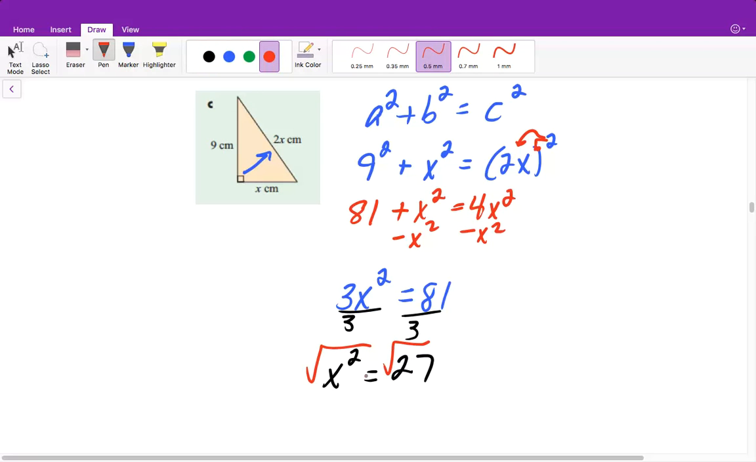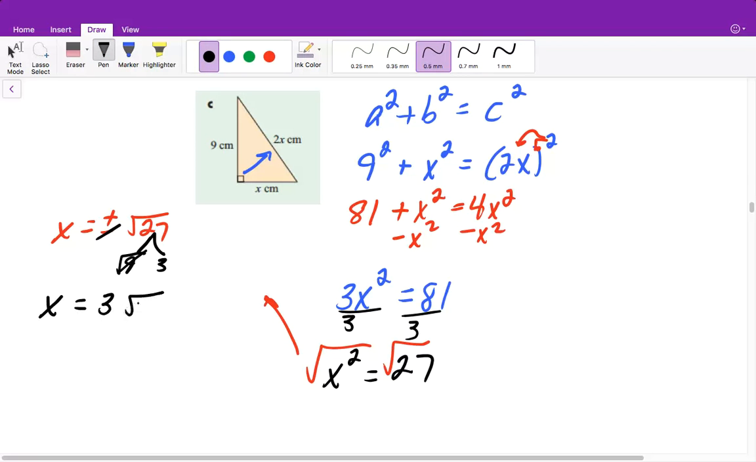So depending on what we want, I'll write it over here, we get x is equal to plus or minus the square root of 27. We reject the negative. We know 27 can break out to 9 times 3. I can take the square root of 9, so I can say x is equal to 3 root 3. Or if I ask you to round to the nearest tenth or whatever it asks you to round to, we can say it's equal to 5.2 centimeters. All right, either one will be acceptable as an answer, just depending on what the directions say.